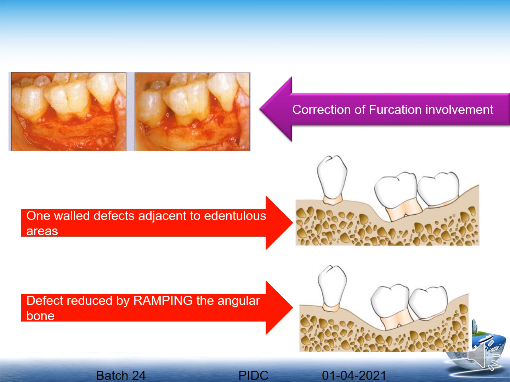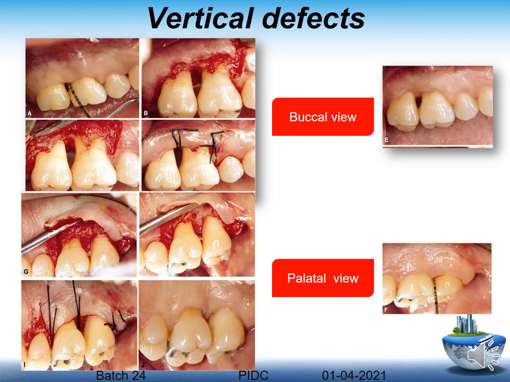So this is a correction of furcation involvement, where I have a bony contour here. I just do a little bit of osseous recontouring. That way I can correct my furcation involvement. There is a one-wall defect here, so I just take away this wall. So I ramp it. So this is called ramping. I ramp it so that it becomes continuous. The bone becomes continuous, and there is no defect as such like this.